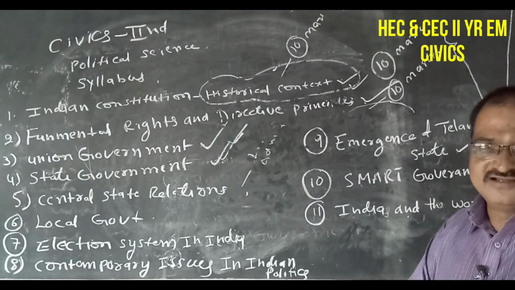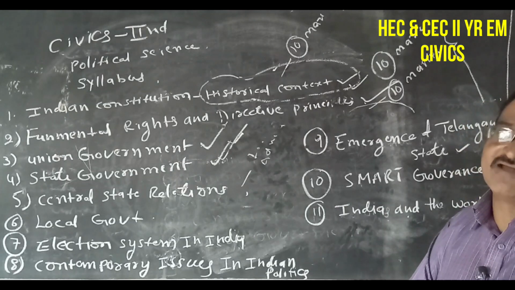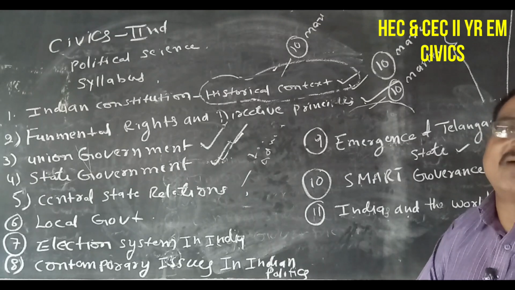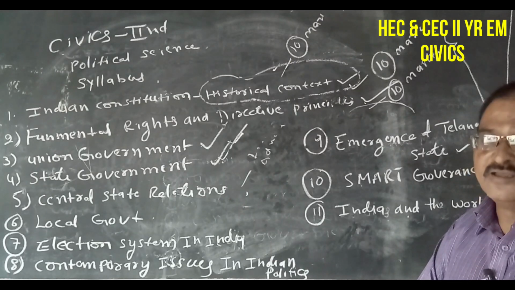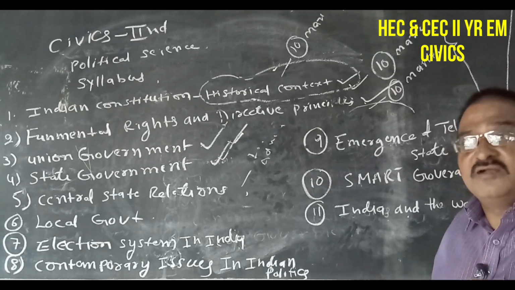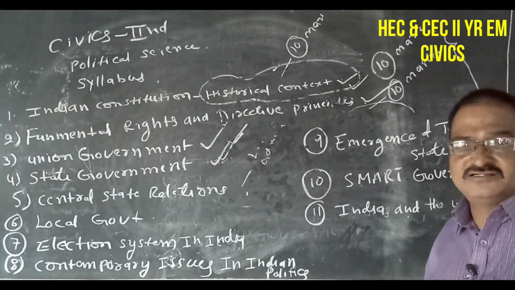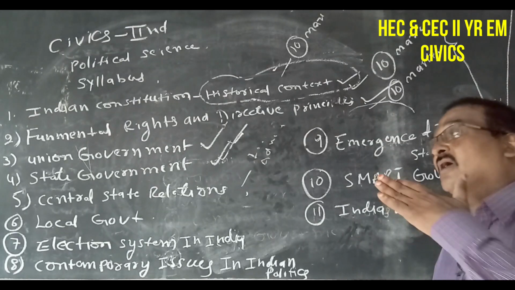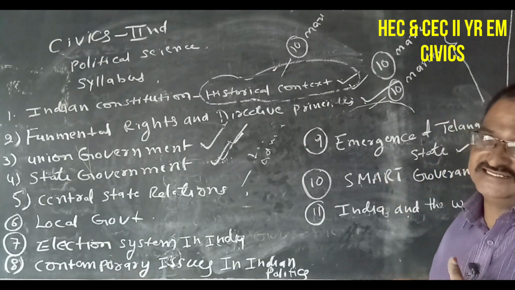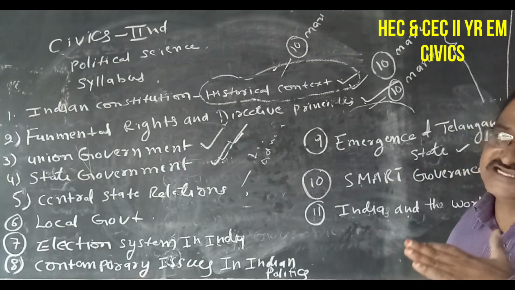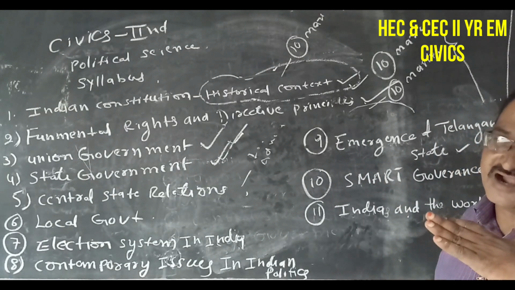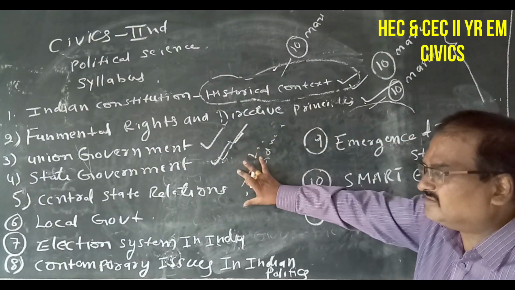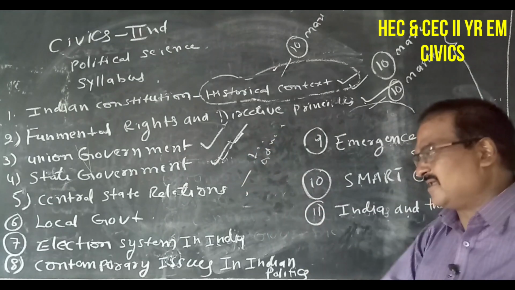So here we have the 73rd amendment and the 74th amendment, the administration system of rural areas, the administration system of urban areas, and the collector of the district. What is the role of the district collector in the administration of the district? These are all in local government. And the 7th one is the election system in India.